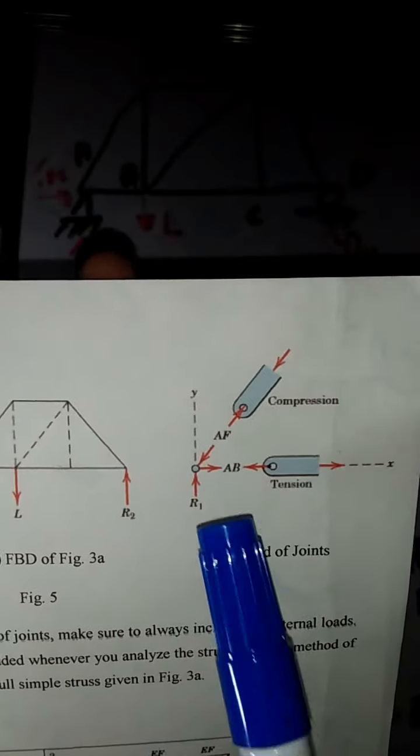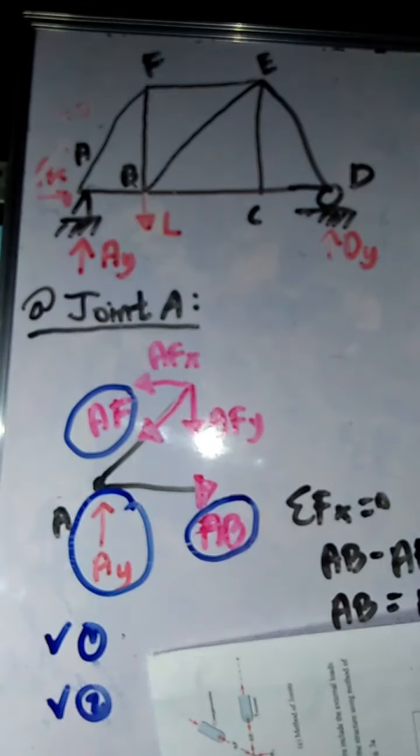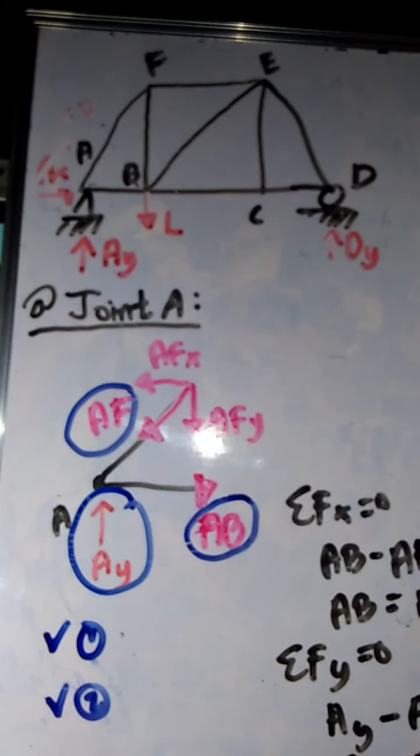Kung titingnan natin, ito yung joint A, right? Ayun yung reactions na ito, yung reactions na AY. Ito yung AB. Tingnan natin, si AB is tension. Okay, i-neglect natin yung figure sa taas. Si AB is tension, tapos si AF ay compression. Tension siya kapag away from the joint. Tapos, compression siya kapag towards the joint. Ganito yung concept.